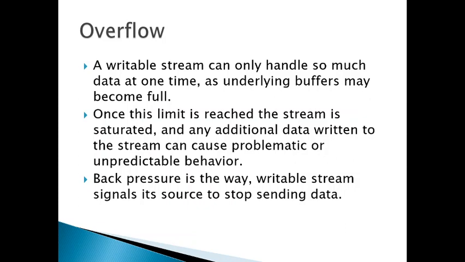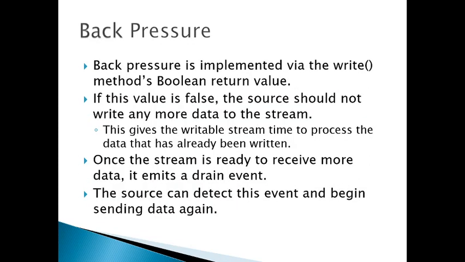Back pressure is the way a writable stream signals to its source to stop sending data. Back pressure is a mechanism with which a writable stream tells its writer that you should not write more data until the current data is read by the file system. Back pressure is implemented by the write method's boolean return value.